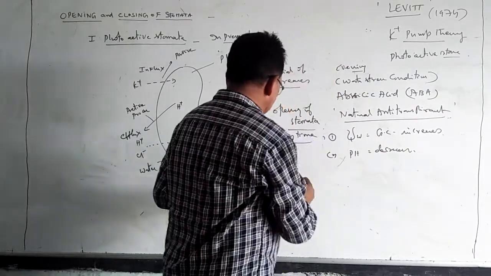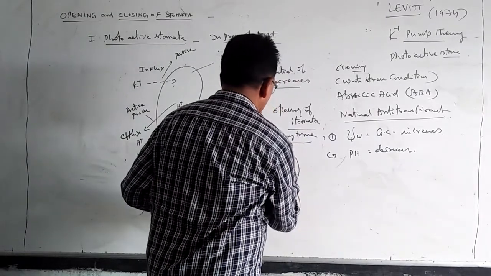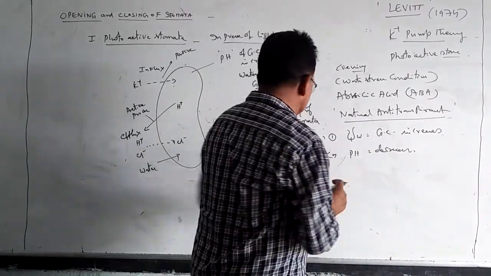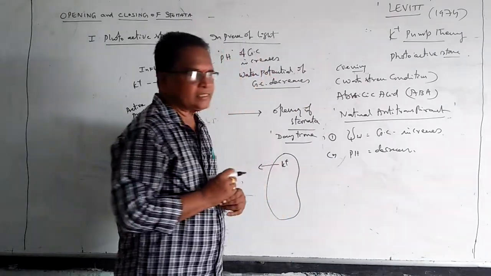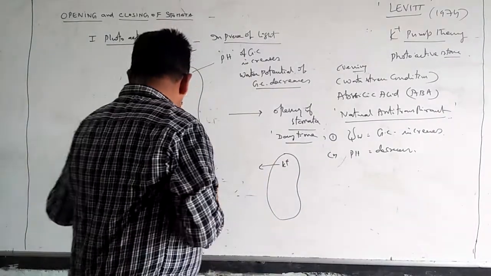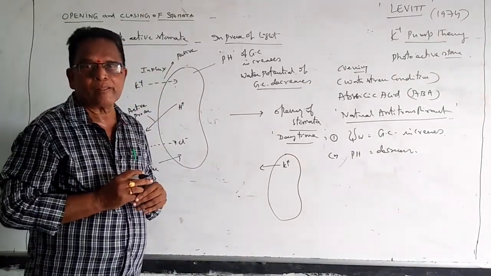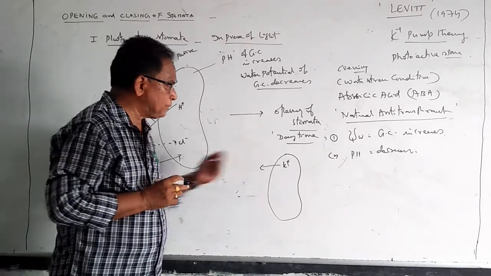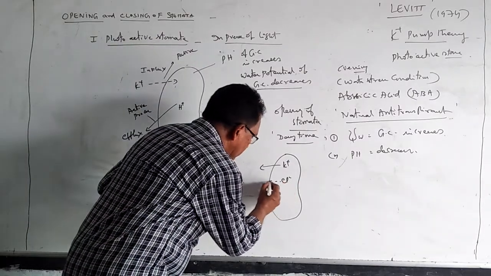Gradually, water from the guard cells, suppose this is the guard cell, water from the guard cells, what will happen in this condition? The potassium cations which are present inside the guard cells are expelled out. For stomata to open, potassium cations must enter the guard cells. But in the evening times, the potassium cations will expel out. At the same time, chloride ions also expel out.